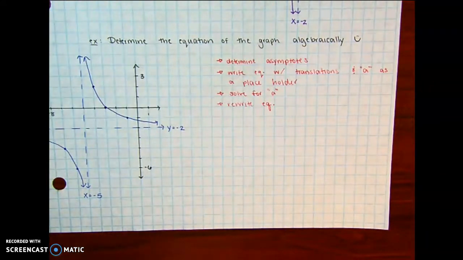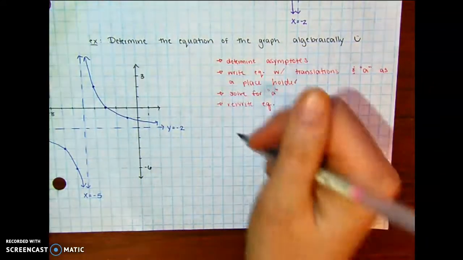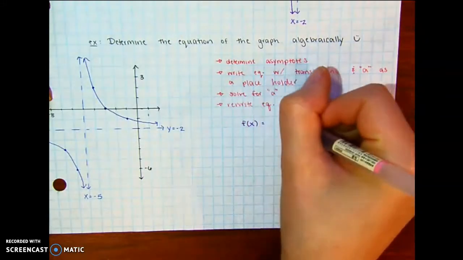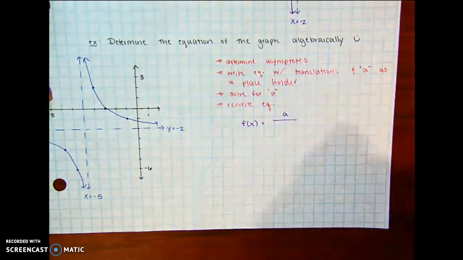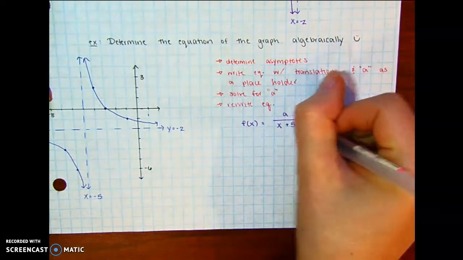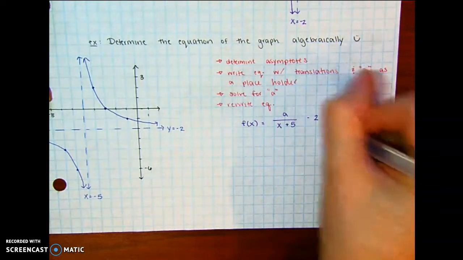So, writing our equation, you can write it however you want. Let's call it just f of x. So I'm going to put my a value there, don't know what it is yet. We are going left 5, so it'll be x plus 5. And we're going down 2, so on the outside it'll be minus 2.